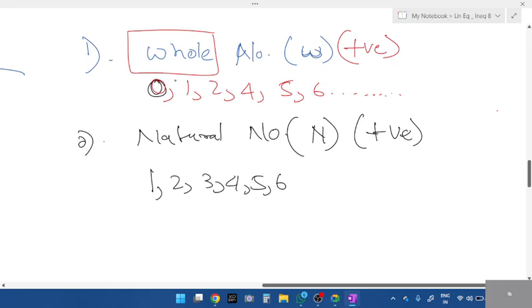And how do you remember this? In whole number, can you see O is given? O and 0. Whole number. Natural number will be from 1, students. Natural number is from 1. Whole number is from 0.